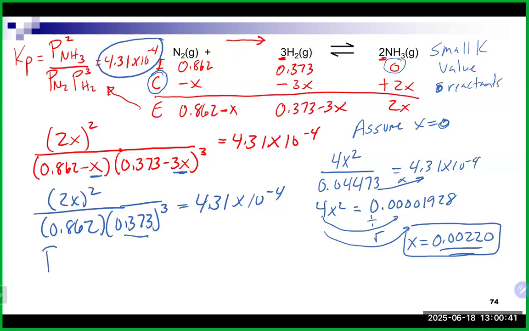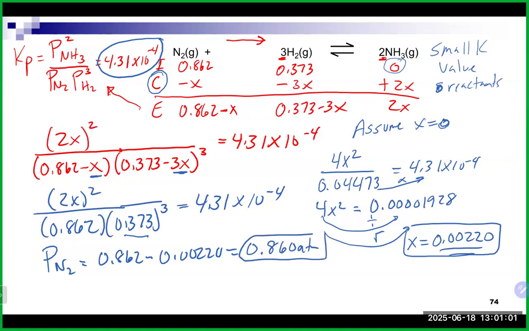So our pressure of N2 would be 0.862 minus 0.00220. And that's going to get us 0.862 minus 0.00220. It's 0.860 atmospheres. Remember, these are pressures, so we'll go atmospheres there.